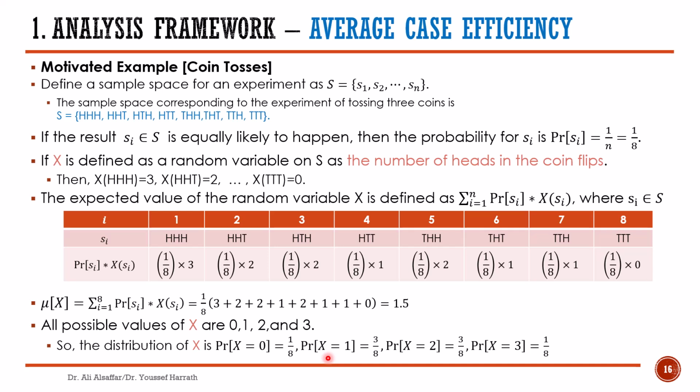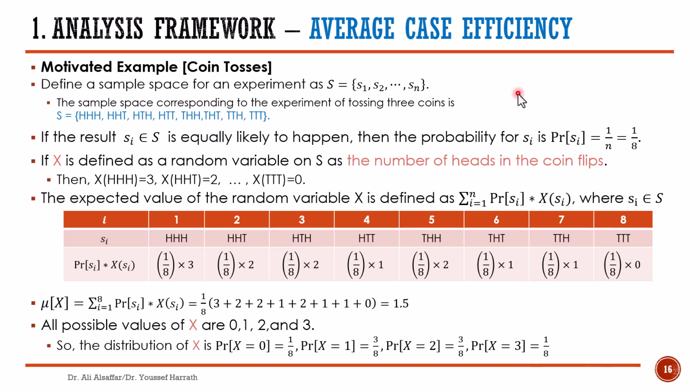And the probability for X equal to 2 is equal to 3 over 8, because we have 3 elements in the sample space with 2 heads. And finally, the probability for X equal to 3 is equal to 1 over 8, because we have only one element in the sample space with 3 heads. These probabilities form the distribution of the random variable X.